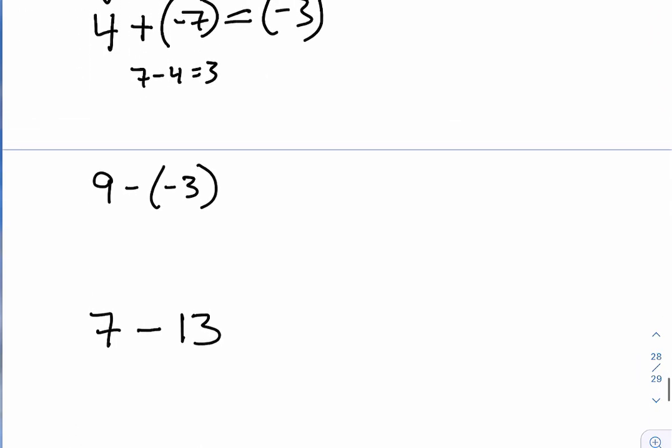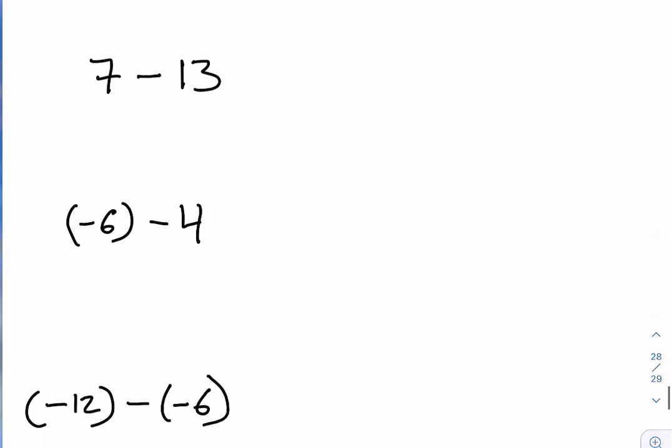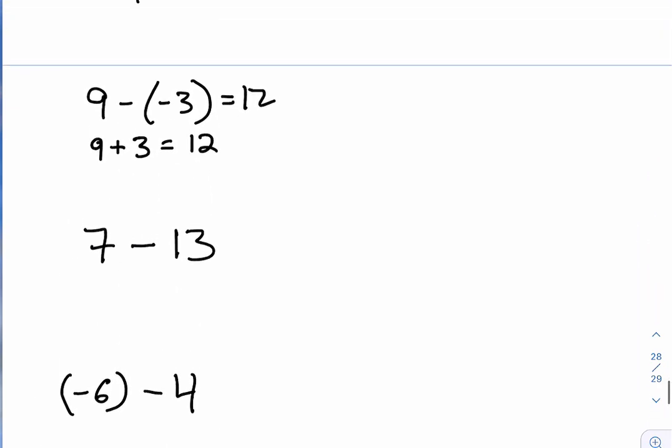We've got some more here. Keep going through these. So 9, I'm going to keep it as a 9. I'm going to change that to addition. The opposite would be 3. So now 9 plus 3 is 12. 7 subtract 13. I'm going to keep the 7, change it to addition, and go to the opposite, 13. I have opposite signs again, so I'm going to go 13 minus 7, which is 6. So the answer is going to be 6.